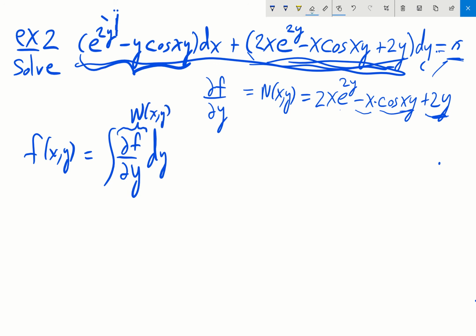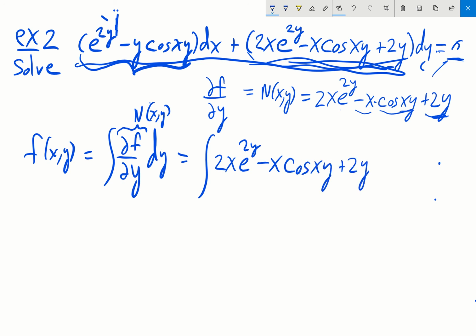That looks like a horrible looking w. Let me switch that up. N of x comma y. Let's try that and see what the work would look like if we follow that logic. This would be the antiderivative of 2x e to the 2y minus x cosine xy plus 2y, and now we're integrating dy.